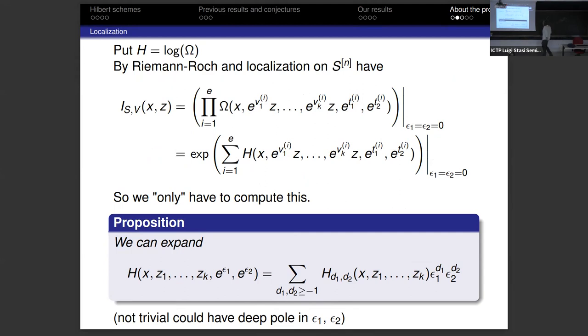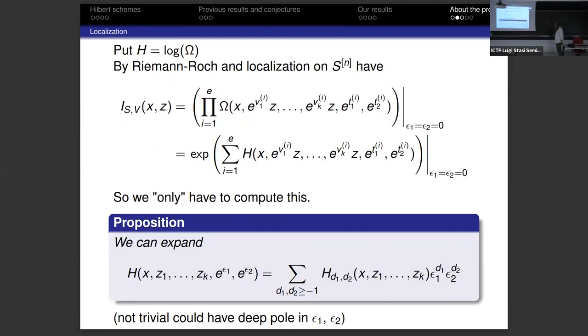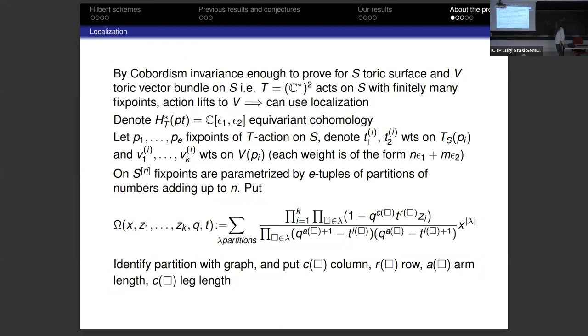Now, we have written down this formula, which is something complicated, but if we apply Riemann-Roch and localization, so we apply the Riemann-Roch formula to the formula we had before for this generating function of invariants, and the localization formula on the Hilbert scheme of points, so we have here a sum over e-tuples of partitions, if you try this out, then this expression is just our generating function. So if we replace the z_i by the weights v_1(i) to v_k(i), where these are the weights of V at the fixed point.